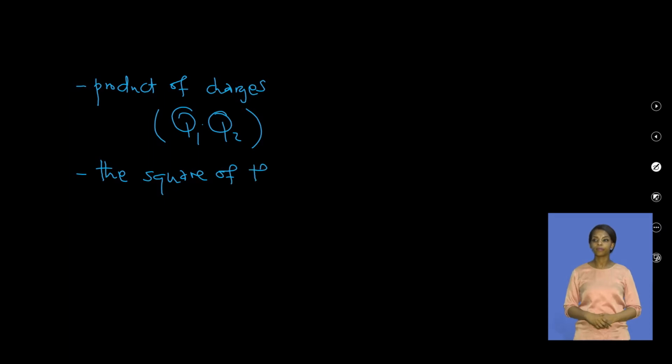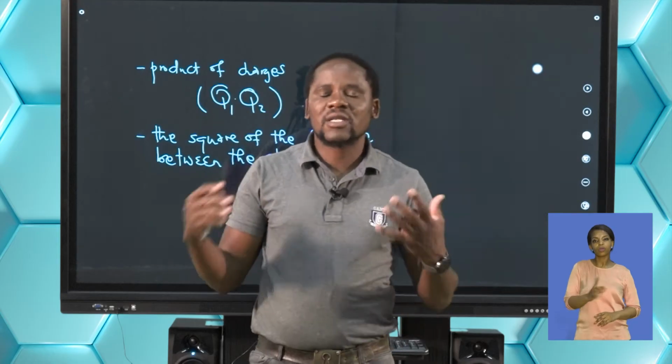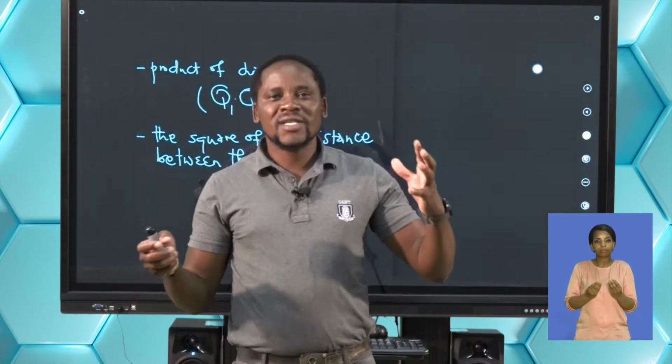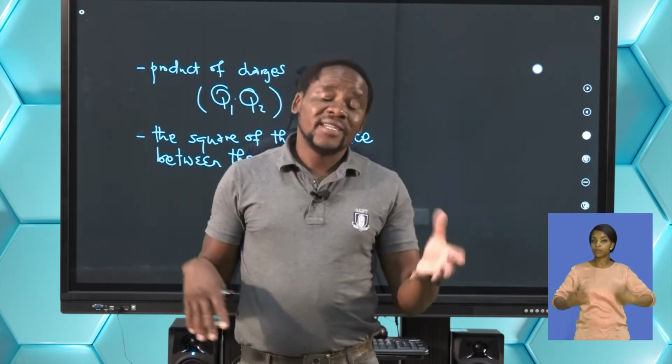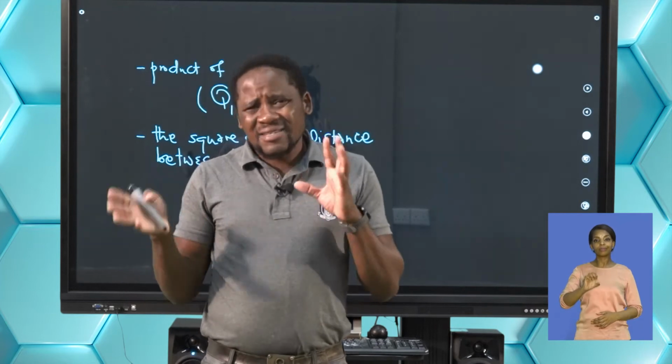Of the distance between any 2-point charges. So the distance is between the charges. Now, we're also tempted to address something that's very critical: the difference between Coulomb's law and the law of universal gravitation. There are some similarities as well as differences.